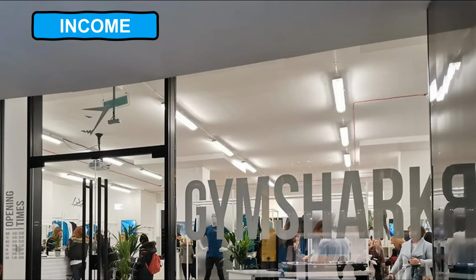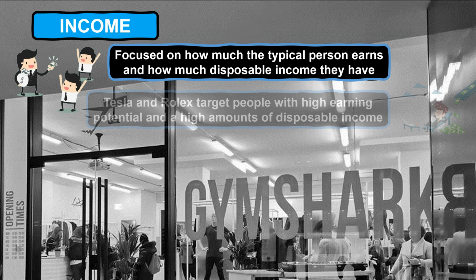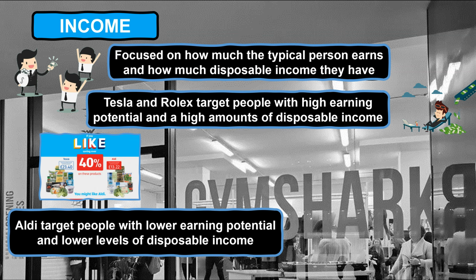The final segment, which is commonly assessed by businesses, is income. This segment is focused on how much the typical person earns and how much disposable income they have. It's a crucial factor for any business to consider before they launch their product or target a specific segment of the market. For example, businesses such as Tesla and Rolex clearly target a segment of the market which have high earning potential and high amounts of disposable income, whereas businesses such as Aldi target a segment of the market which mainly have a lower earning potential and not as much disposable income as customers of competitors such as Waitrose.